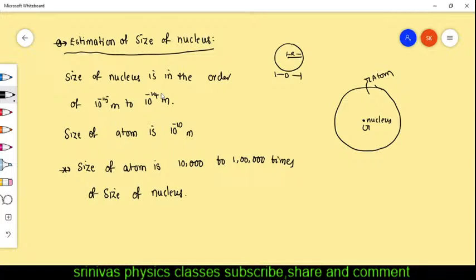You see here, 10 to the power of minus 14 is the size of the nucleus. For example, consider 10 to the power of minus 14 as the size of the nucleus. Atom size is what? 10 to the power of minus 10. You multiply the nucleus size with 10,000.